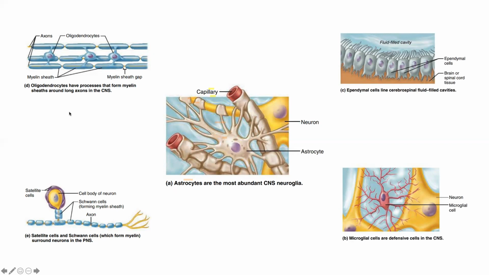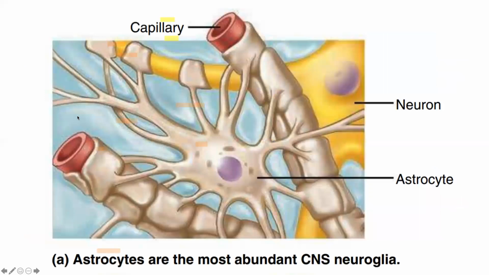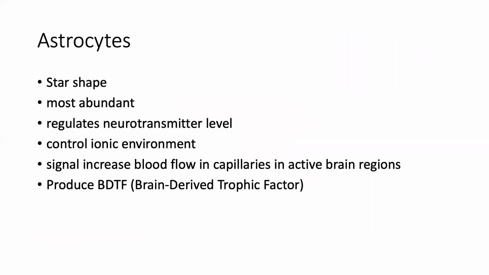And we have to remember oligodendrocytes and Schwann cells together. Their job is to produce myelin and to protect axons. So that's the astrocytes, which are the most abundant. Their job is to regulate the neurotransmitter level, to control the ionic environment, to increase or decrease the blood flow in the capillaries of the brain, and they produce brain-derived trophic factors.